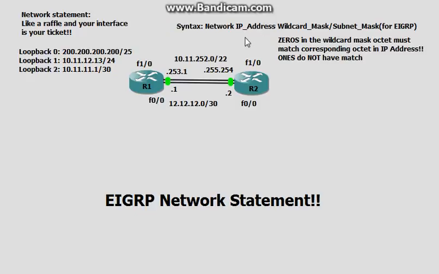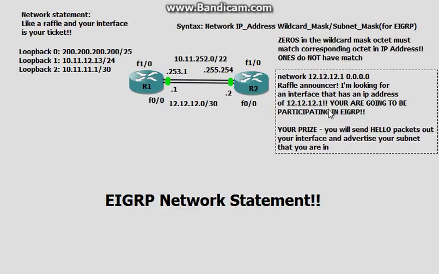You can do full-on 32-bit explicit IP addresses, followed by a wildcard mask. And in EIGRP, you could actually put the subnet mask, which actually makes things a lot easier. But I'm explaining what the network statement does, not how to advertise your network, so to say. So zeros in the wildcard mask octet must match the corresponding octet in the IP address. Ones do not have to match. So what does that mean? Well, I think the easiest way is to bring in an example.